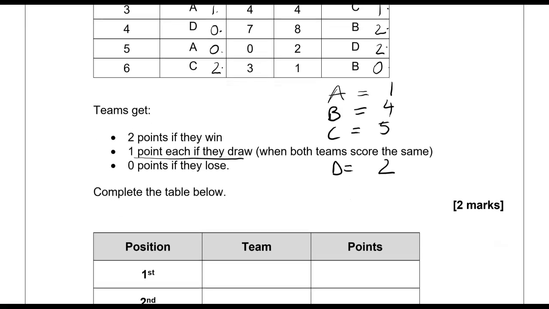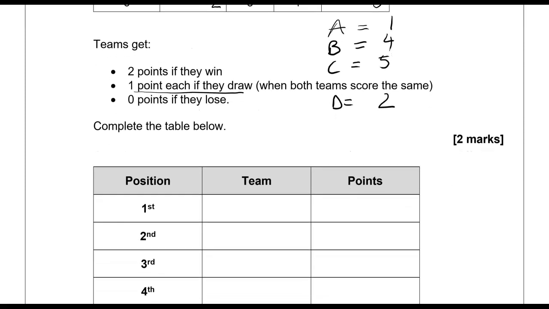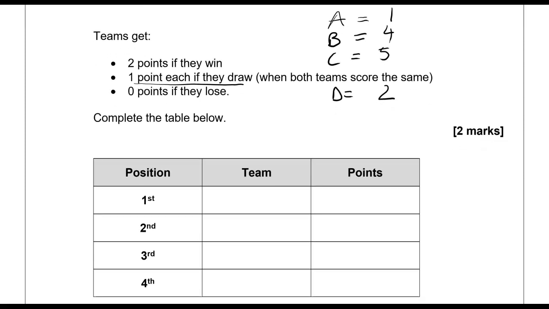Now we can put them in the table. In the first position, with the highest number of points, is Team C, because they have 5 points. Second is Team B with 4 points. Third is Team D with 2 points, and then Team A with 1 point.